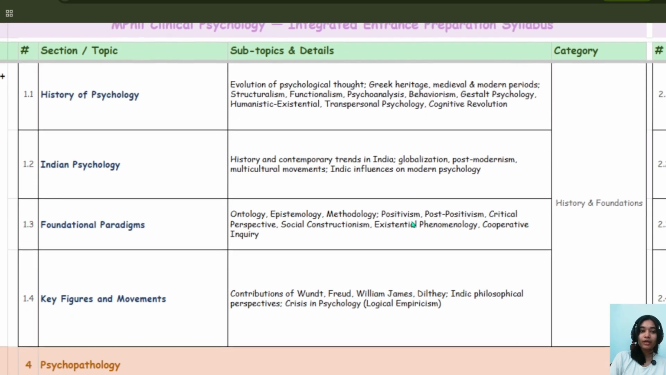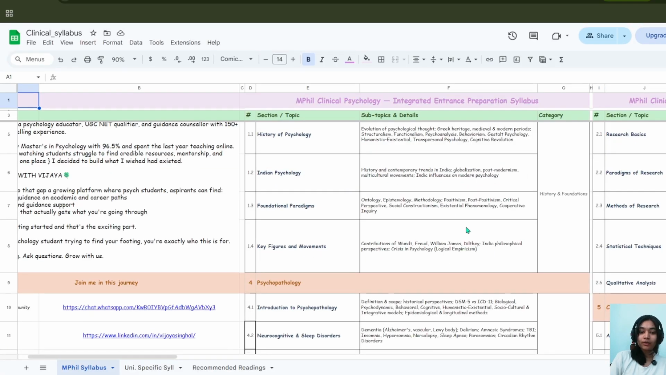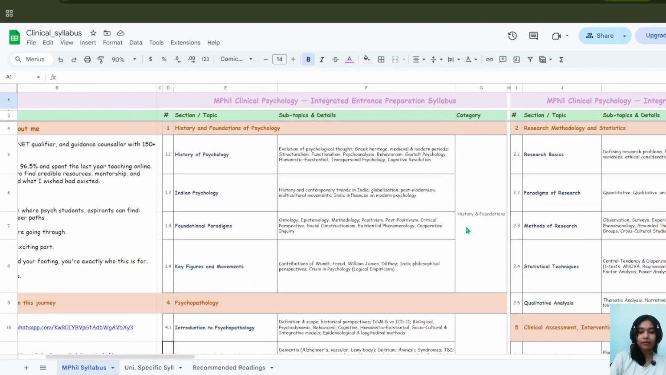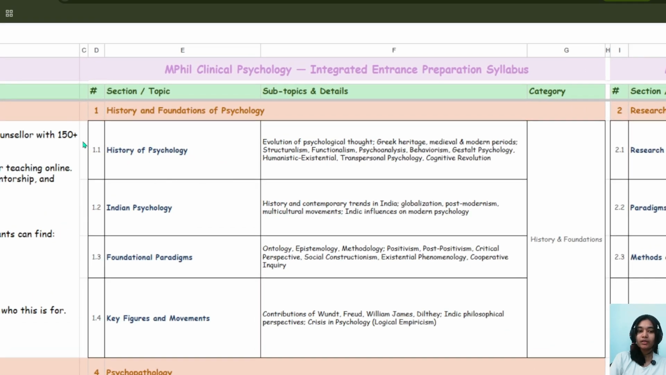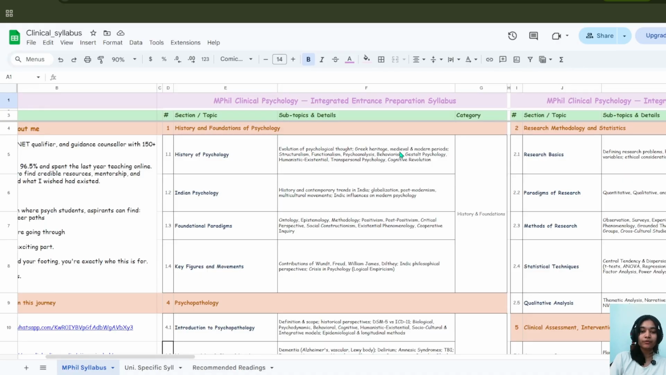So the first is your history and foundation of psychology. Now I know it might seem a lot looking at the sheet, but actually most of it you have covered in preparing for previous exams like CUET PG, NET, or GATE. And even if you haven't, you have already studied this in your bachelor's and in your 11th and 12th class. So first is your history of psychology. It's basically how psychology evolved through philosophy and physiology, your Greek heritage and your schools of psychology.